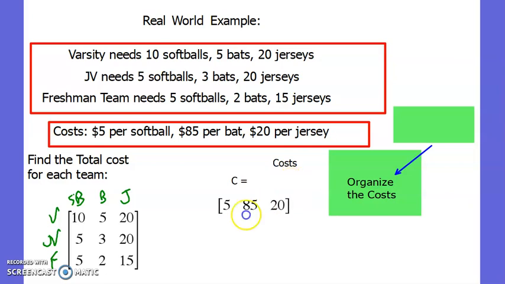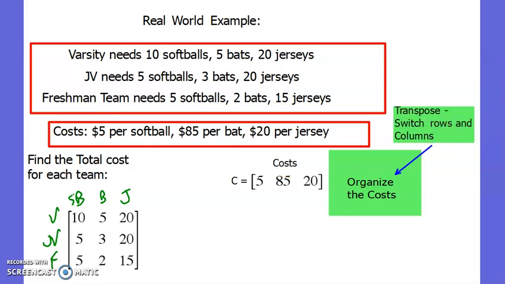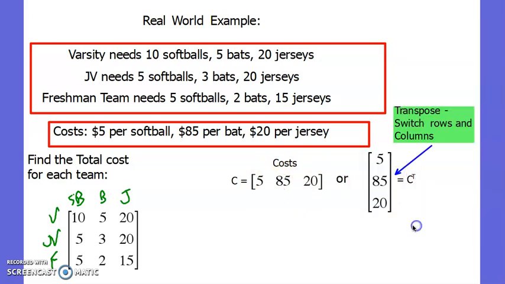Now I got to be careful though, because if I multiply them this way, 3 by 3 times a 1 by 3 is not going to work. So if I accidentally multiplied my costs this way, I'm not going to be able to enter those in. So what I'm going to do is switch that up. I'm going to use what's called the transpose. If I entered this into my calculator by accident, I don't need to retype the whole thing. I can actually use what's called C transpose. Right? C to the T power essentially is what it looks like on our calculator.